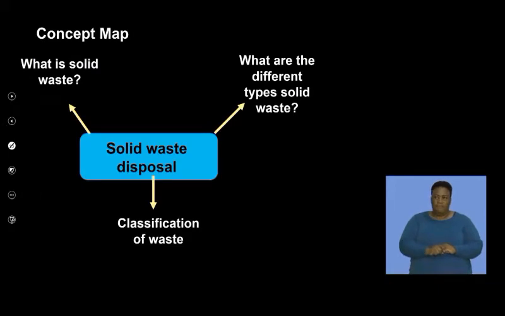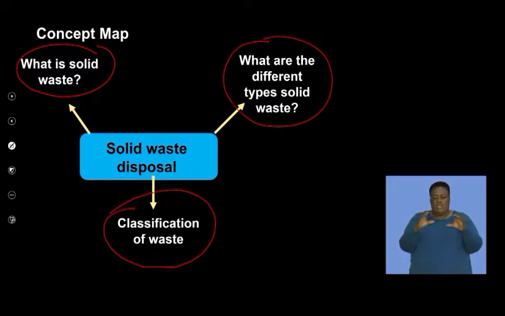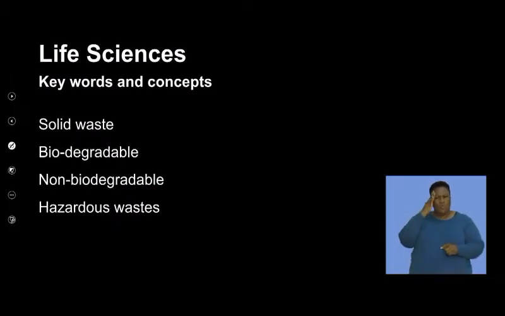So in solid waste, we've got to look at what is solid waste. We've got to look at what are the different types of solid waste, and we've got to look at how solid waste is classified. We do know that there's some important words that we need to unpack, and we'll do that as we get through the lesson. So what is solid waste? What is the difference between biodegradable and non-biodegradable? And we also need to unpack what is hazardous waste.